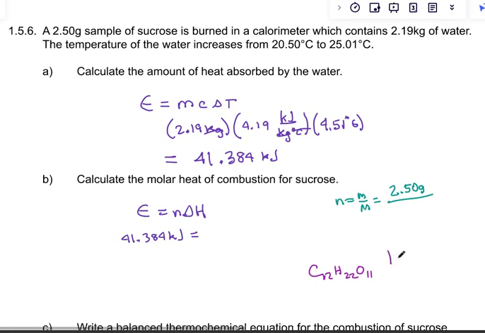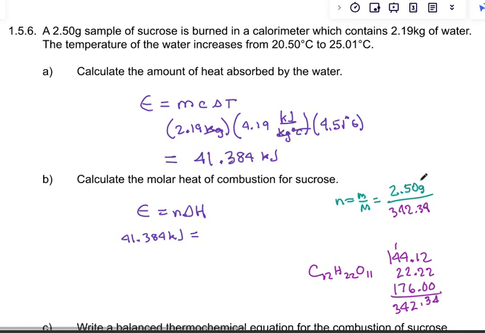12 carbons is 144.12. 22 hydrogens is 22.22. Hydrogen's easy. And 11 oxygens is 176.00. 4, 1 plus 2 is 3, 6 plus 6 is 12, 5, 7, 14, 342.34 is the molar mass for table sugar.